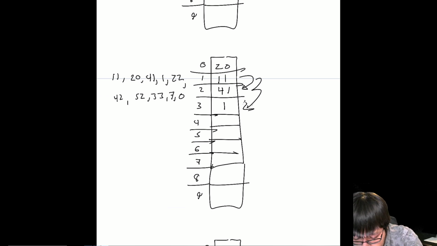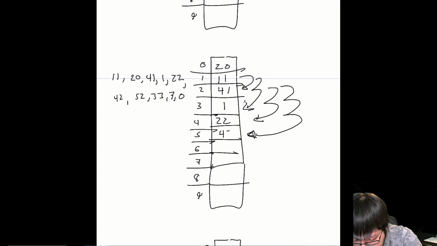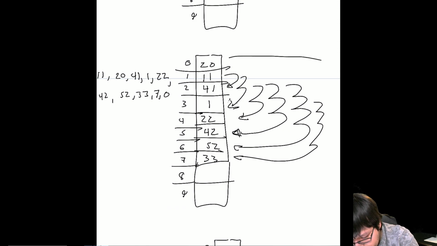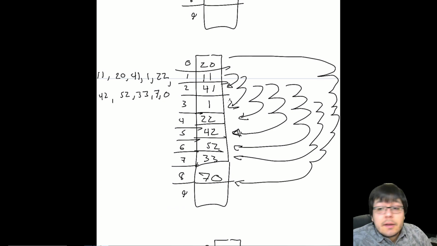22. Same thing, collision. 42, collision. 52, 33. 70. Snap, we ran out of space. Hold on a second. And there you go. But yes, ideally you should minimize collisions.